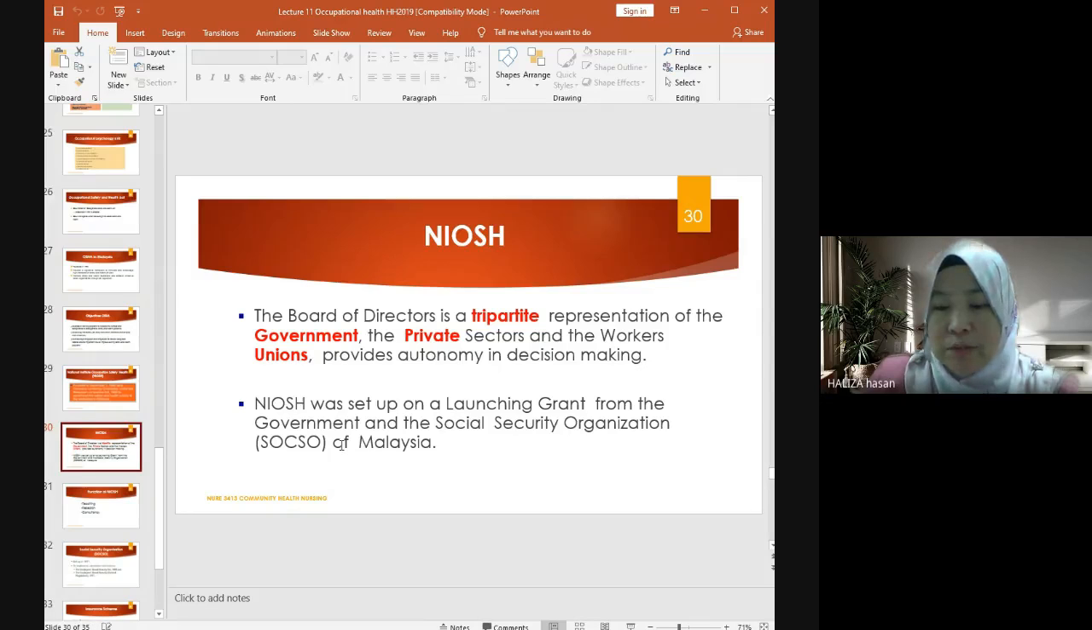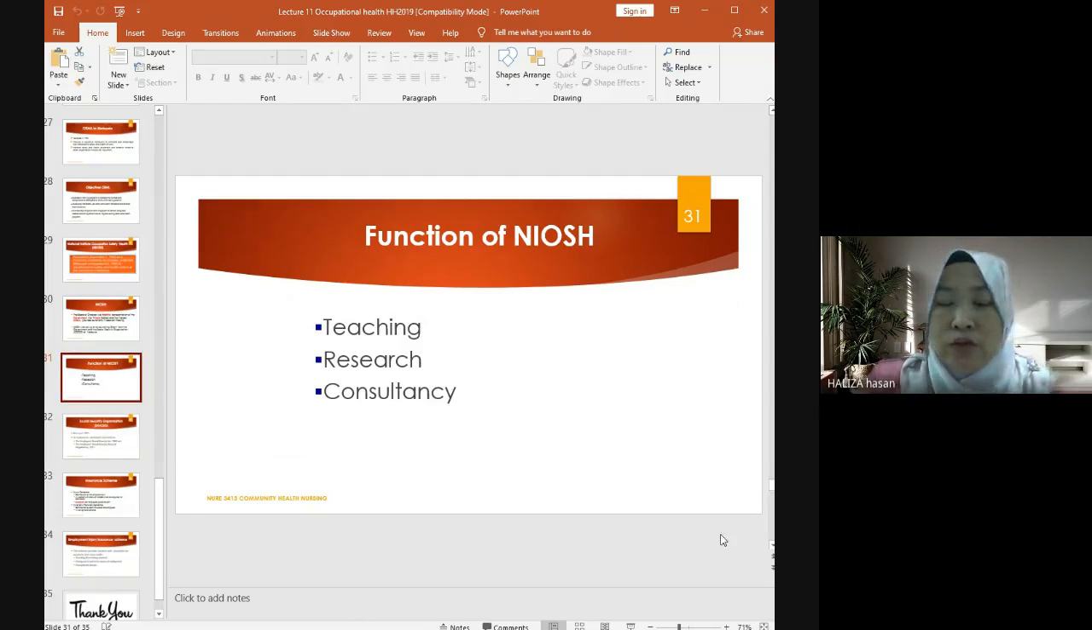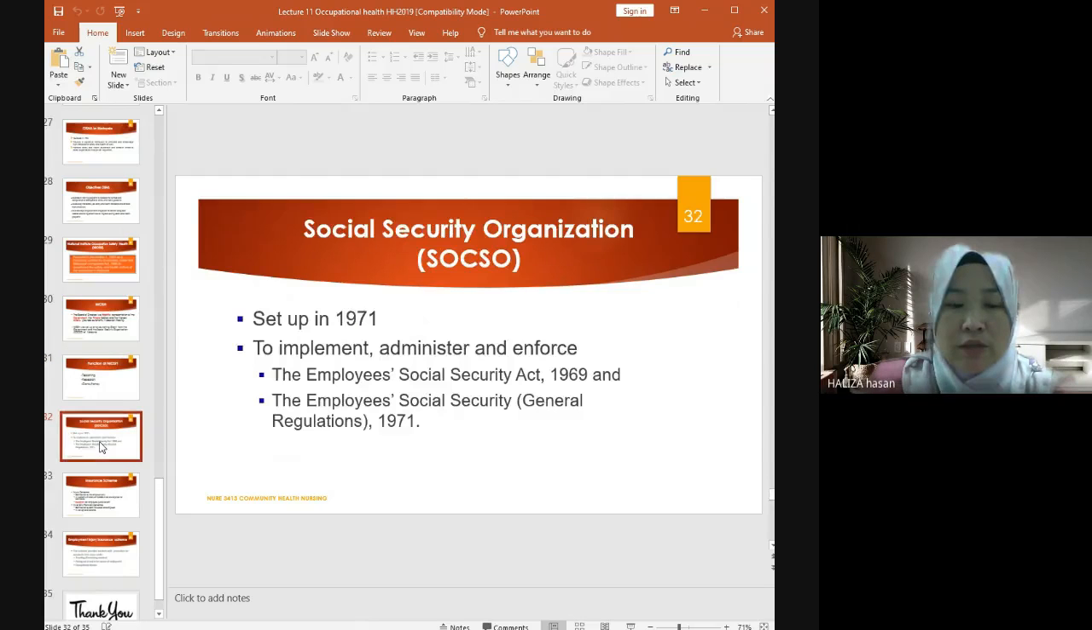So for example, we have to contribute some amount to SOCSO. When the employee gets affected from their work, they can claim from the hazard that happens from their job. Okay, the functions of NIOSH are teaching, research, and consultancy.